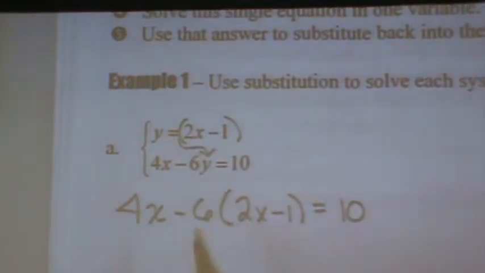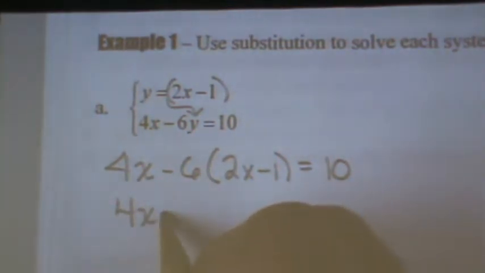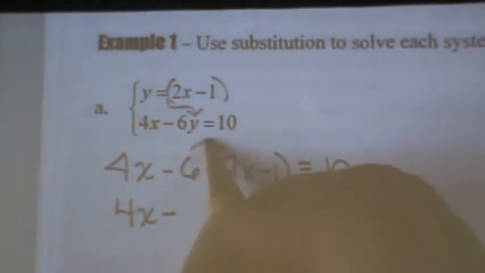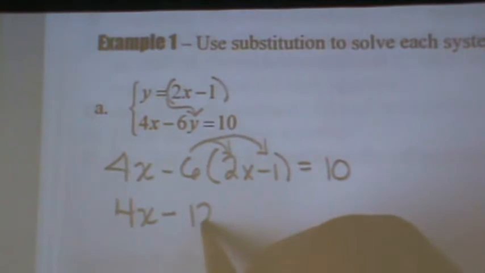So what do you think you should do next? Distribute the negative. Distribute. So that's why we went over all that distribution stuff in chapter 2. You're going to distribute negative 6. So you get negative 12x, and negative 6 times negative 1 is 6.